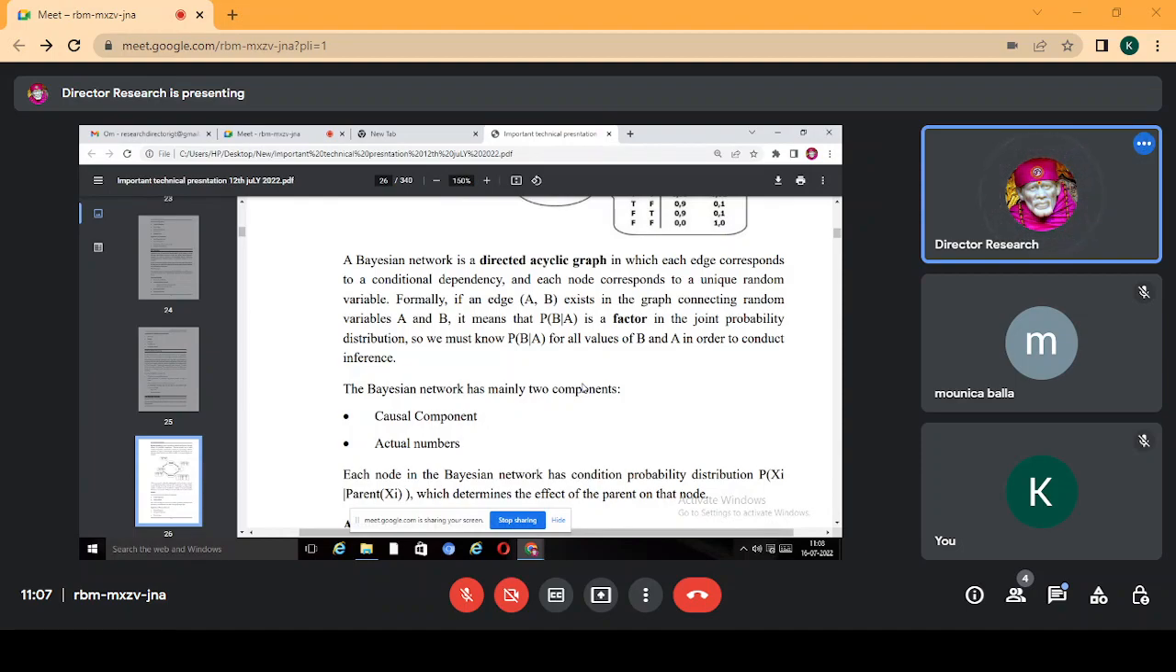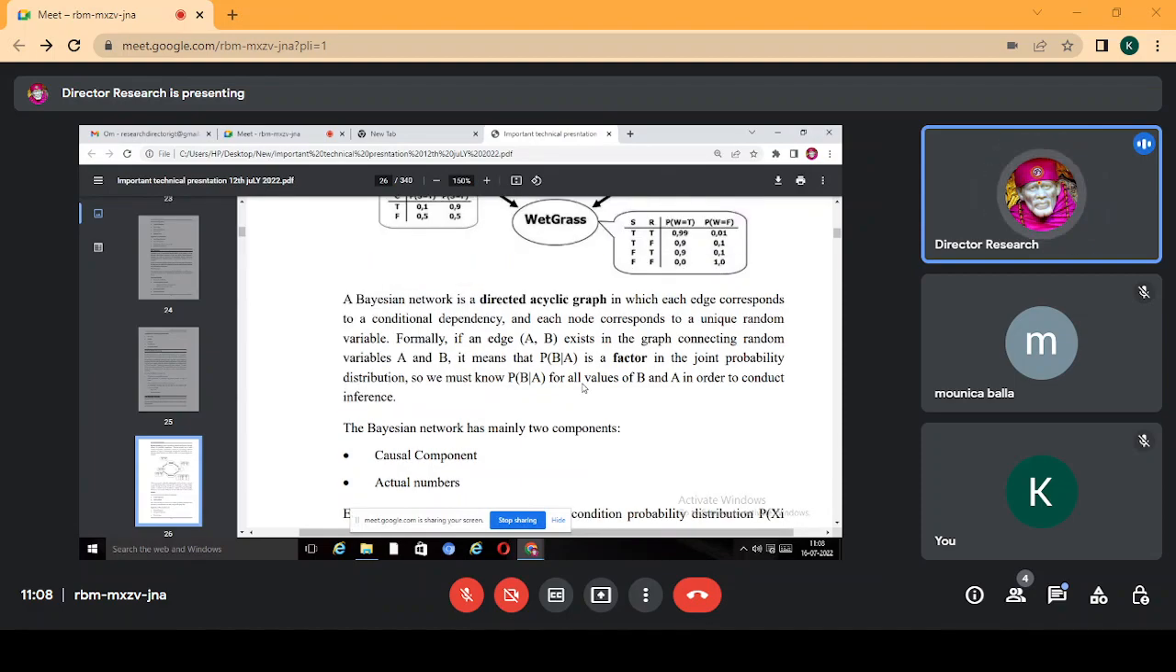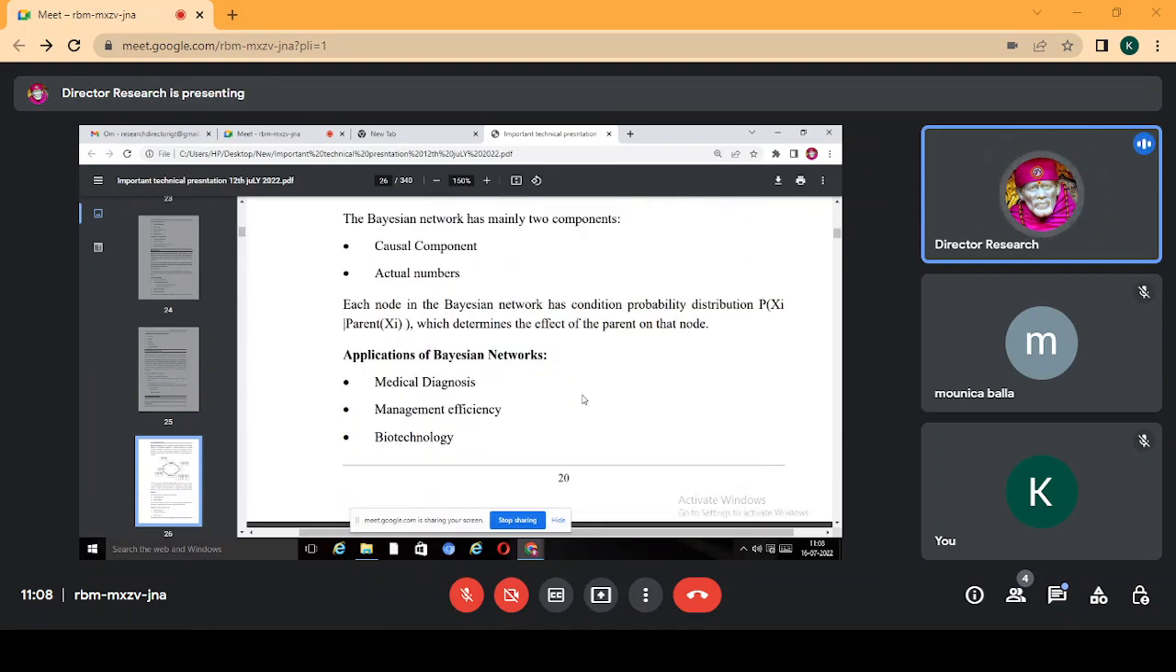The Bayesian network mainly has two components: the causal component and the actual numbers. Each node of the Bayesian network has a conditional probability distribution, P(X|Y), some conditional probability. Of course, you can apply it anywhere, at any node point of view.